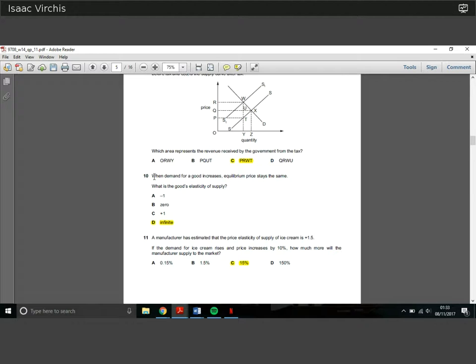Okay, question 10. When demand for a good increases, equilibrium price stays the same, what's the good's elasticity of supply? It's kind of a tricky question. It's a little bit sneaky. So we know that demand's increasing. If the equilibrium price has to stay the same, then we know the supply has to react in a similar way. And the good's elasticity of supply is infinite. It means they can respond to any change in demand. We know that they can match the supply. So it has to be infinite.